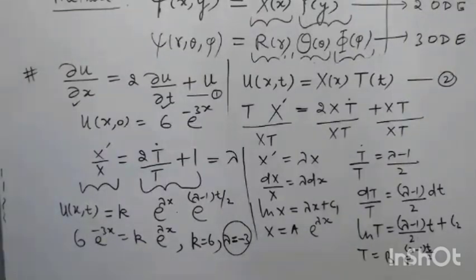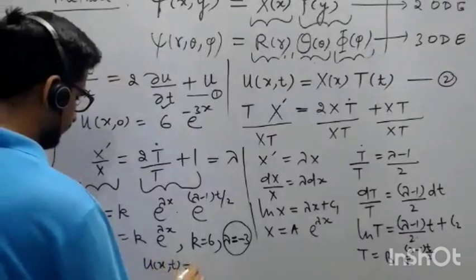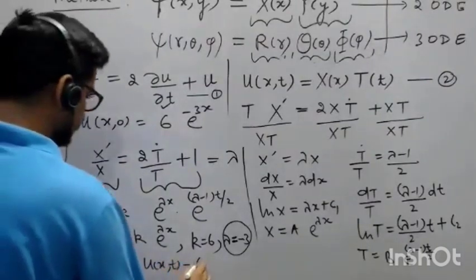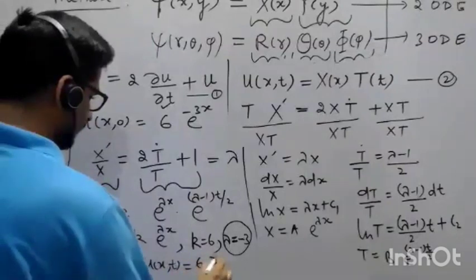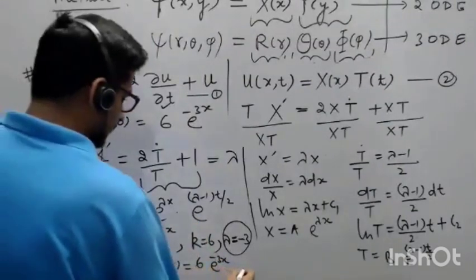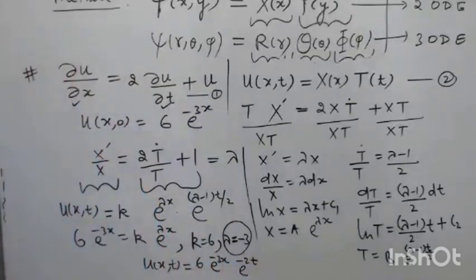So what will be the final solution? U of x,t will be equal to 6 e to the power minus 3x and e to the power minus 2t. This is the final solution.